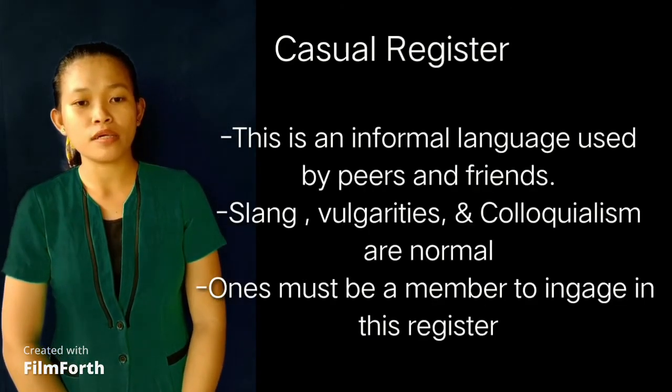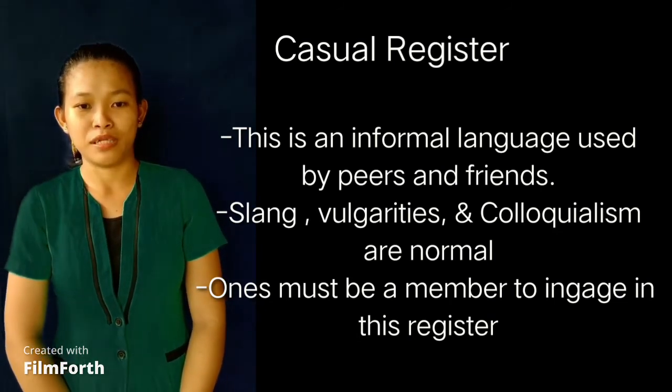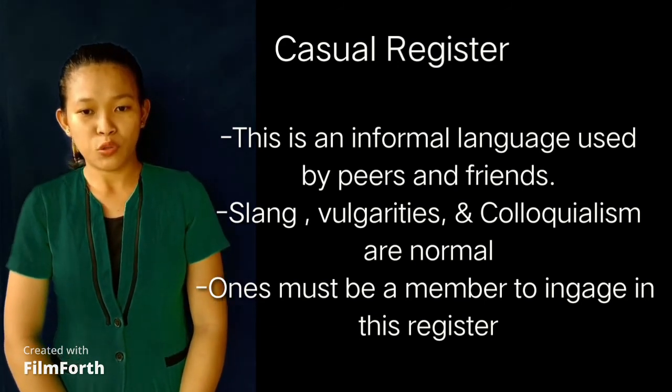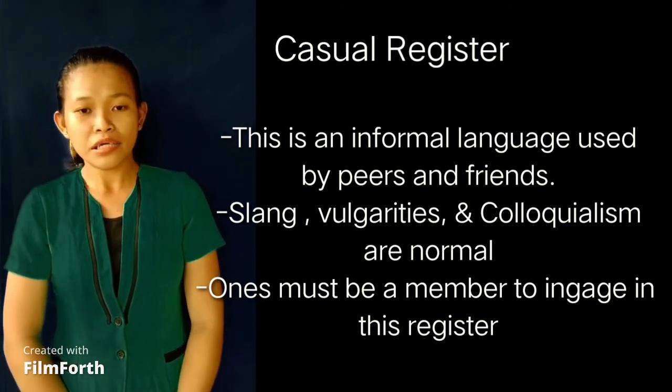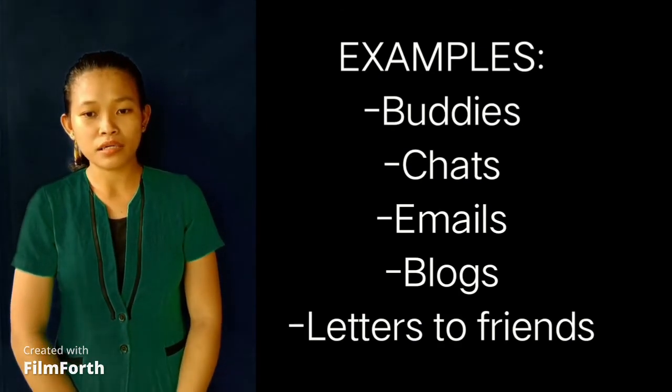Fourth is the casual register. This is an informal language used by peers and friends. Slang, vulgarities, and colloquialisms are normal. This is a group language. One must be a member to engage in this register. Examples are buddies, chat, email, blogs, and letters to friends.